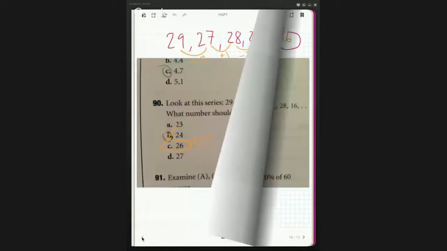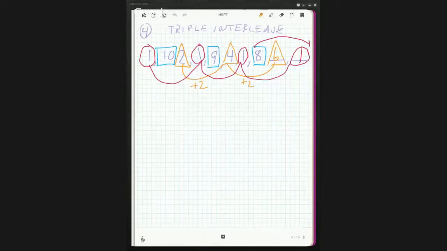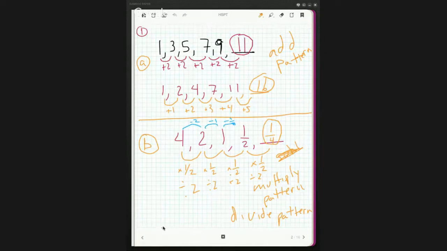So what we've learned in this video is that the HSPT, at least the quantitative section, is comprised of a lot of different types of series. One series that you're going to see is just a straight add pattern. And again, I encourage you on the test to write these changes out between all the numbers, so that you can see the patterns. And then your answers become straightforward.